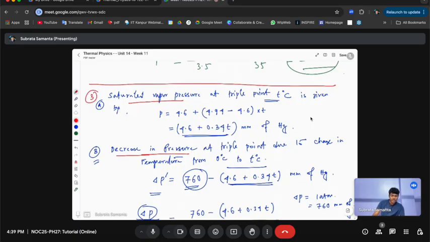But if you calculate the delta P prime, the change in pressure or the decrease in pressure at the triple points, when the temperature changes from 0 degree centigrade to T degree centigrade, and T degree centigrade is the temperature at the triple point. So due to this change in temperature, you first calculate the delta P, the change in pressure, and that is basically decreased.